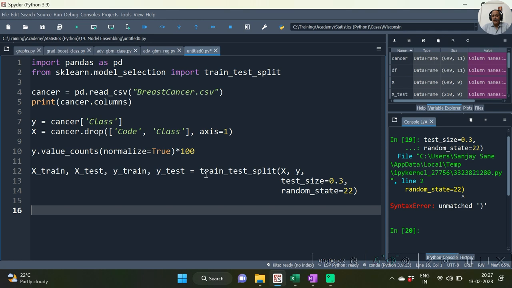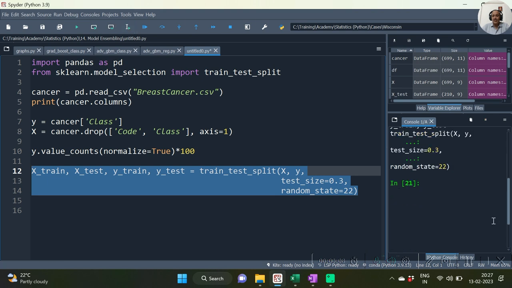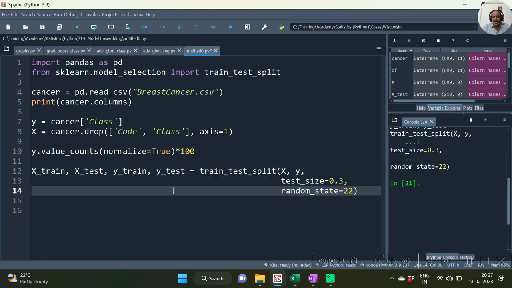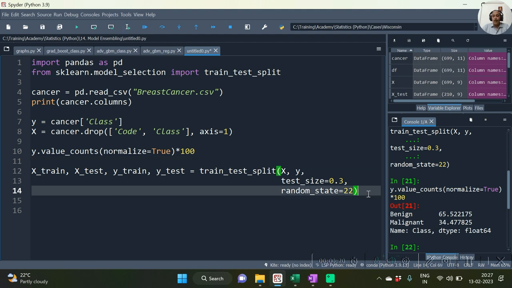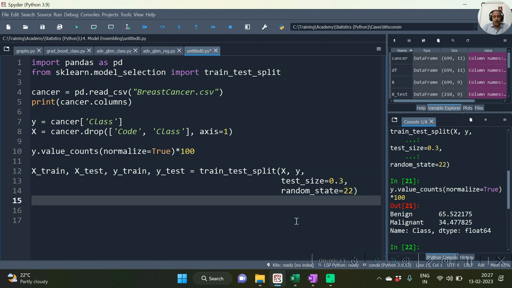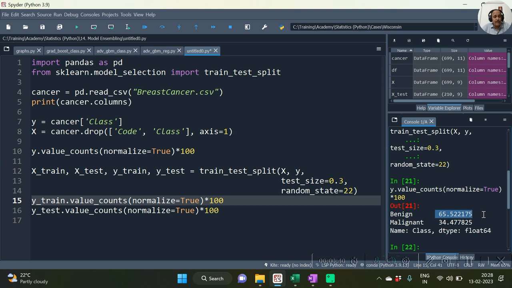Now let us apply the train-test partition function without stratification. So I am applying this without stratification, and after I have applied it, we also need to see the prevalence of Y, that is, Y train and Y test. We are going to see the percentages of Y train and Y test accordingly. We know one thing for sure: for Y, which is our original data, the percentage of benign is 65.52% and malignant is 34.47%.